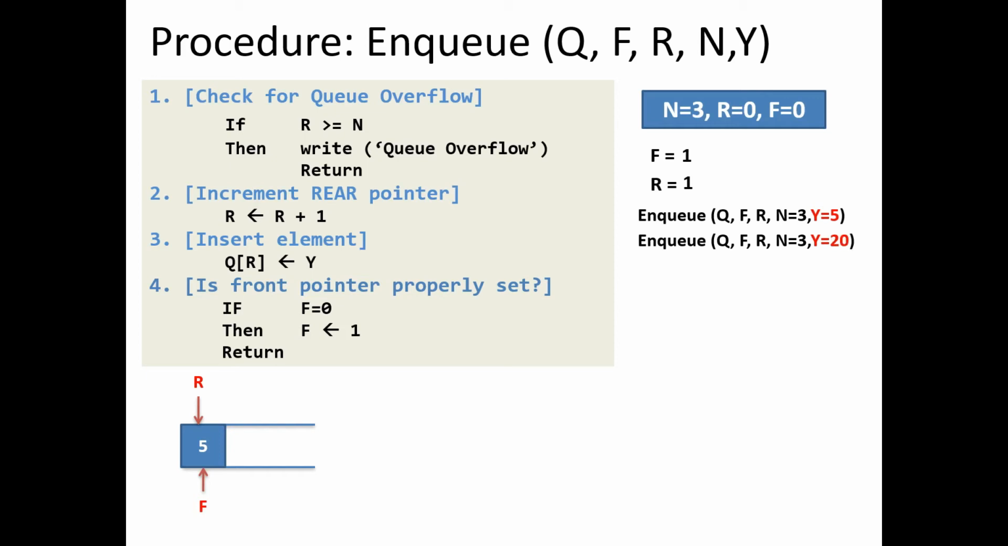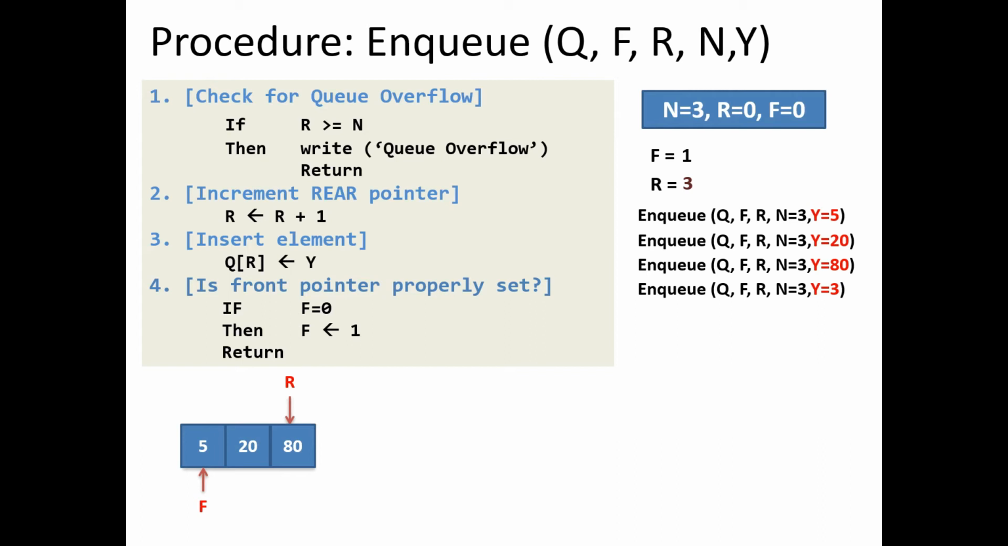Now insert y equal to 20. So rear becomes 2. So 20 is inserted into Q and rear points at 20. Now y equal to 80. So 80 is inserted into Q, so r becomes 3. So rear points at position 3 where 80 is inserted. Now in Q, if you want to insert y equal to 3, then Q overflows because the size of Q is equal to 3.